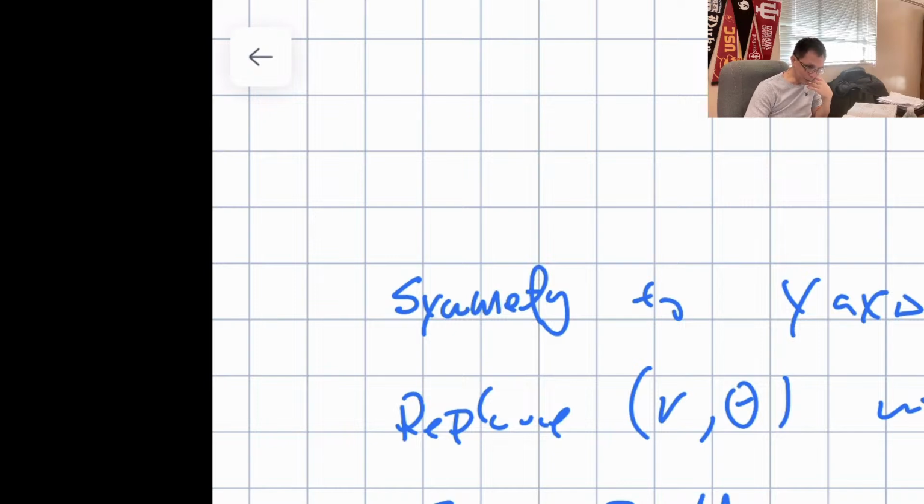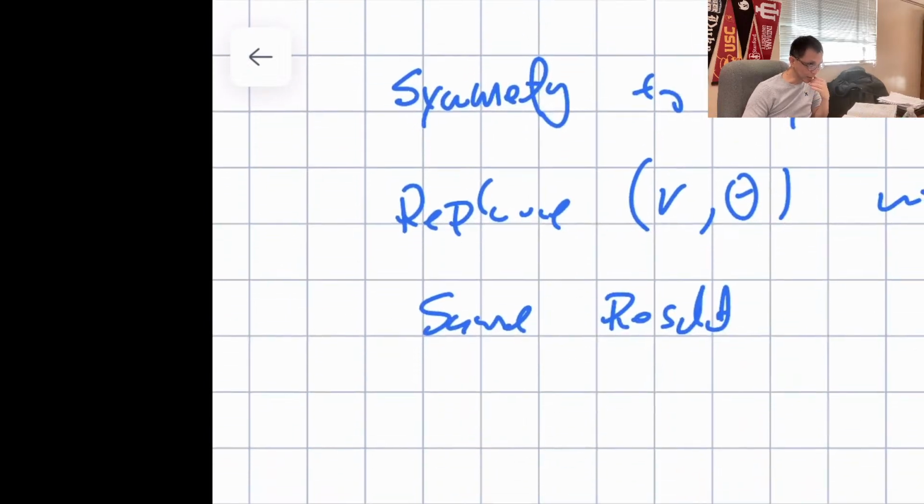The last one is symmetry to the origin. That means you replace r with negative r. Then you can tell me what kind of symmetry they are. And usually you test in that order, and you can see what kind of symmetry they are.